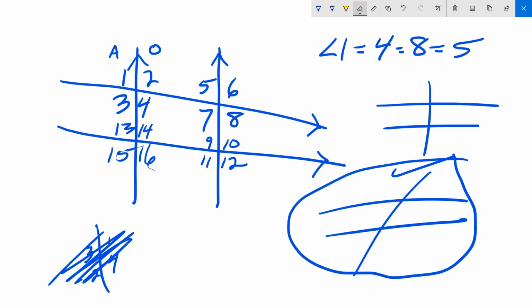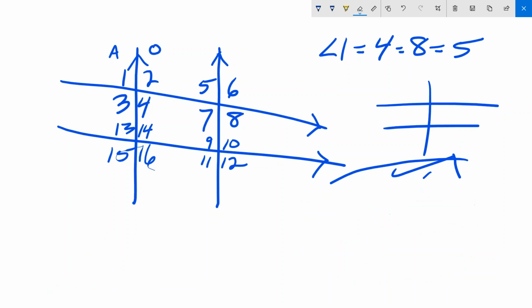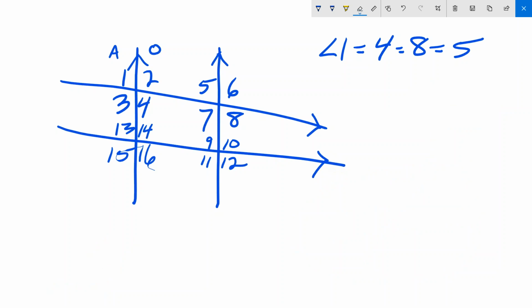However, there is one situation where that isn't all you need to know, and that's when you can't tell whether it's acute or obtuse, like in this picture right here.